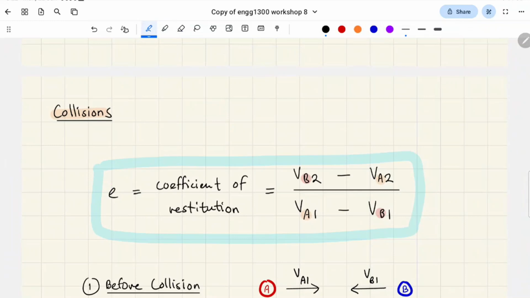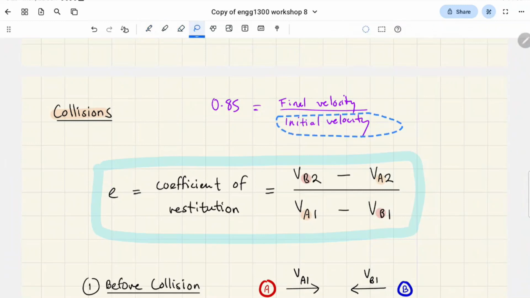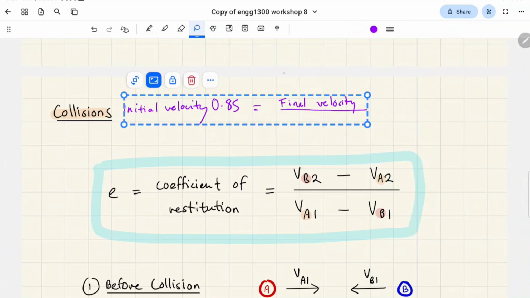And so basically what our coefficient of restitution means is how much of our initial velocity is conserved after impact, right? So if we're given 0.85, for example, 85% of the velocity from the initial impact is going to stay in the final impact, pretty much. So when you rearrange this to over here, the final velocity is equal to 85% of the initial velocity. That's kind of what we're talking about.